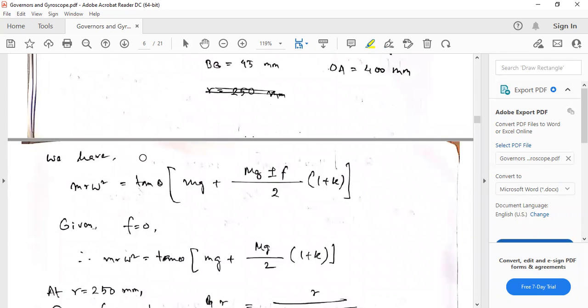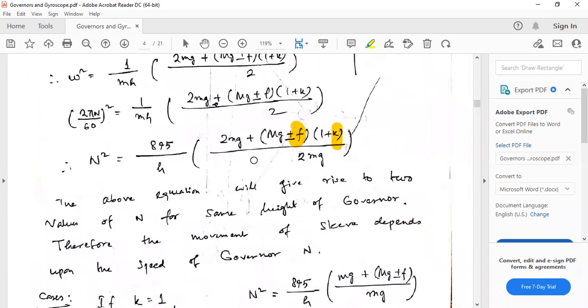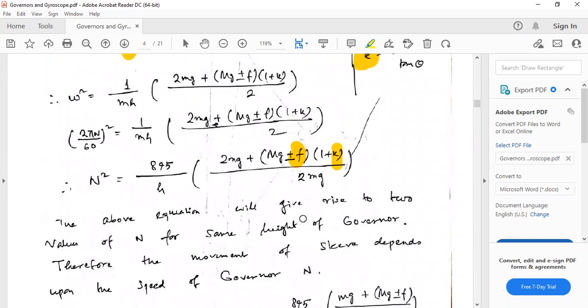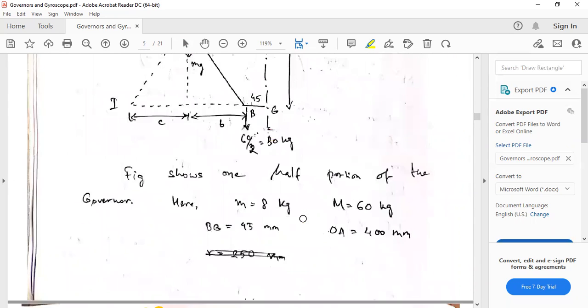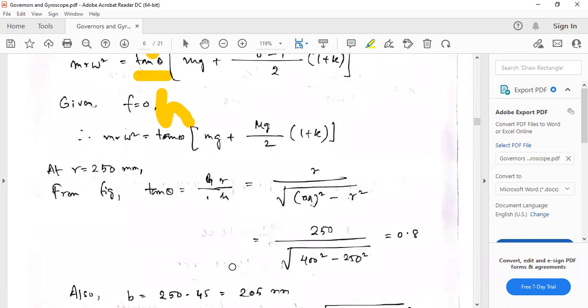Here this is r by h. Tan theta means r by h. So we can also write tan theta. This is the equation: m r omega square, tan theta into this. m r omega square, r by h, is nothing but tan theta, right? So this we have written. Now f is not there, so we can make f 0. So here this will be mg plus mg by 2 into 1 plus k. So you have this r value at 250.